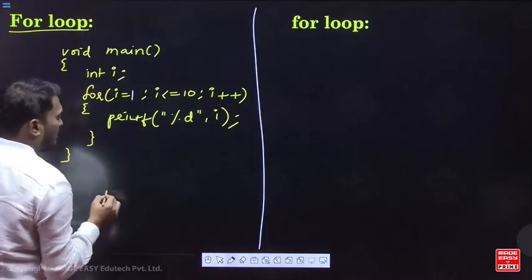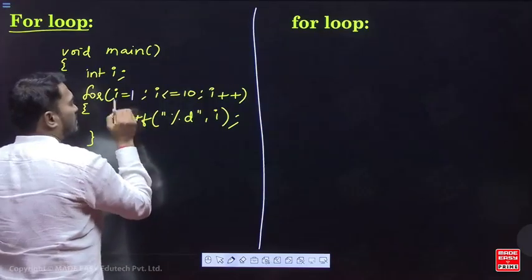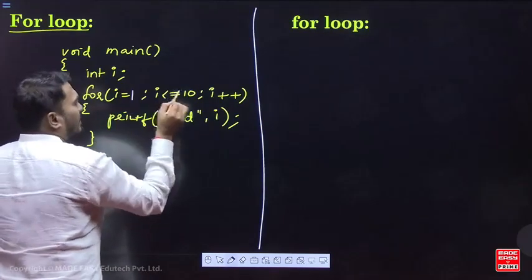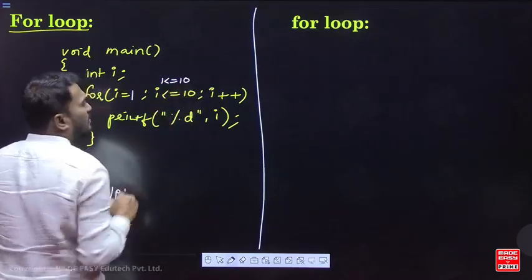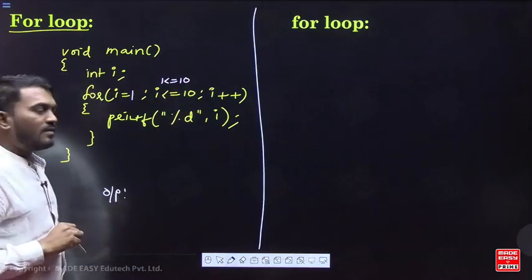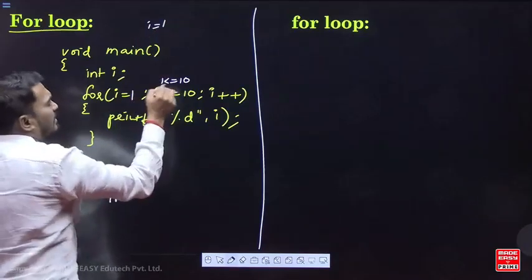So I equal to 1. In the output I am writing. First, how will the program work? First this will execute only once, I equal to 1. First you are checking this condition. So 1 less than or equal to 10. Tell me true or false? True. I value is 1. I value is initially 1. So 1 less than or equal to 10.